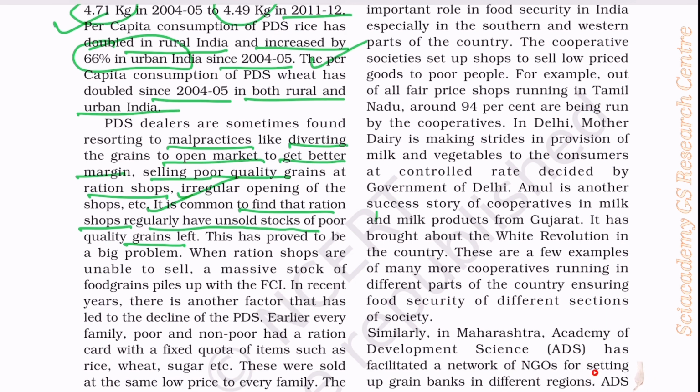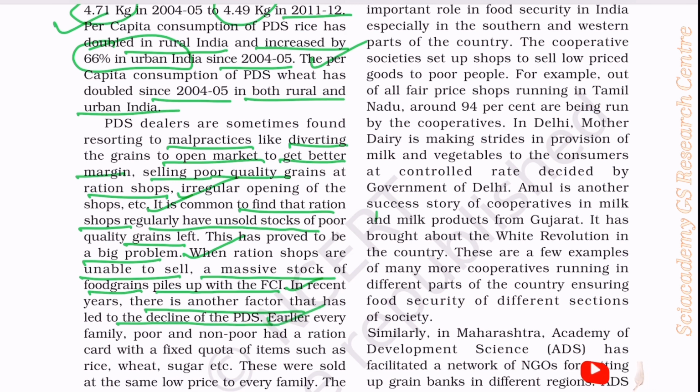This has proved to be a big problem when ration shops are unable to sell. A massive stock of food grains piles up with the FCI. In recent years, there is another factor that has led to the decline of the PDS.